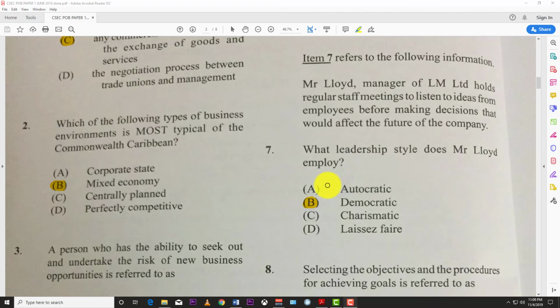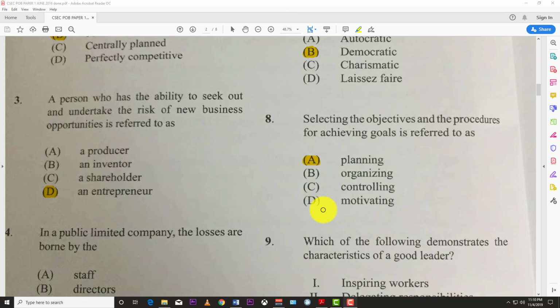The autocrat doesn't listen to anybody, just does everything himself. The charismatic leads basically through personality, and laissez-faire is everybody does what they want, but at the end you have to come up with something. But the best answer here is democratic, where you actually allow other people to voice their opinions, but the ultimate decision is up to you, the boss.